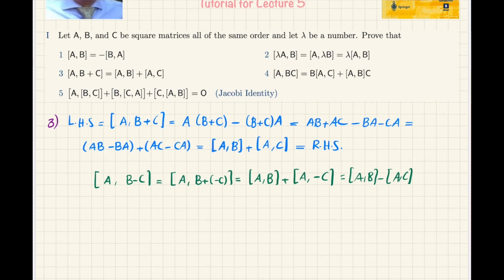Okay, let us go to number 4. So number 4, I would prefer to start from the right hand side. So the right hand side, I have BAC plus AB multiplied by C. My goal is to show that if I have the commutator of a matrix with a product, I can write the commutator of the first matrix and the third one, and then I can pull B out, but I have to pull it from the left. And I can pull C out in the next term, but I have to pull it from the right. Pull it out from the right.